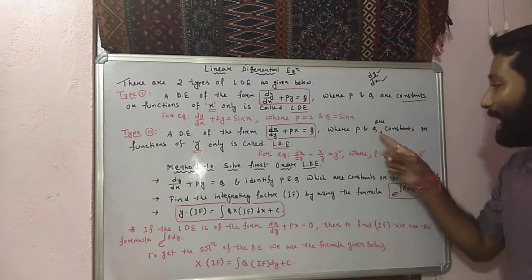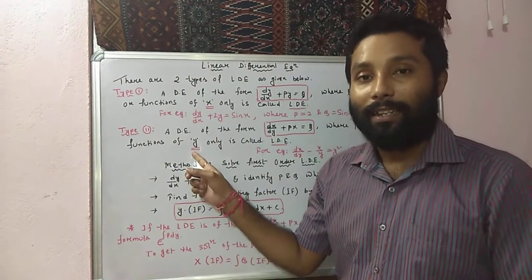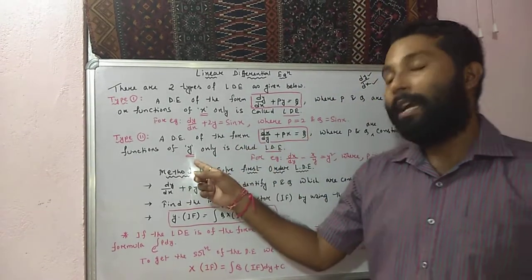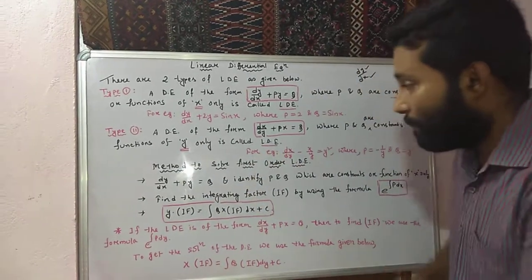In this case also p and q are constants or functions of y only. If the equation is of the form dx by dy plus px equal to q, then p and q are either constants or functions of y only. You can see the example.